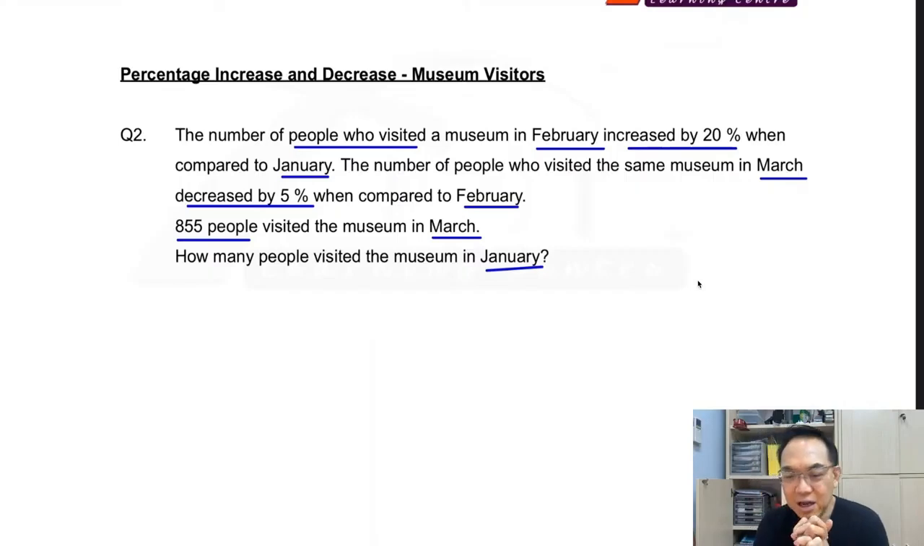Why? Other than the fact that January comes before February and March. Why January? Cause why not? That's not a reason, okay? Cause why not? Why do you steal my money? Cause why not can be a reason, eh?